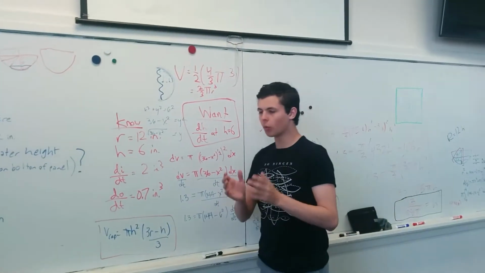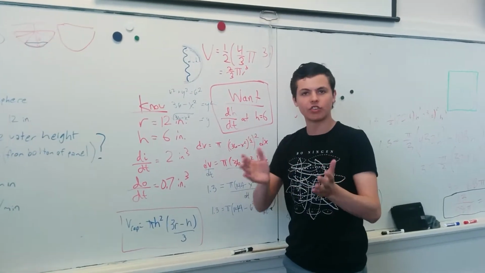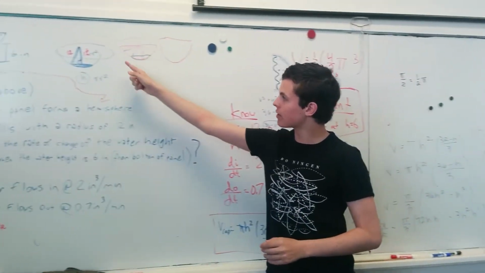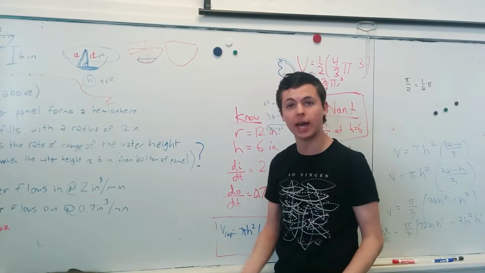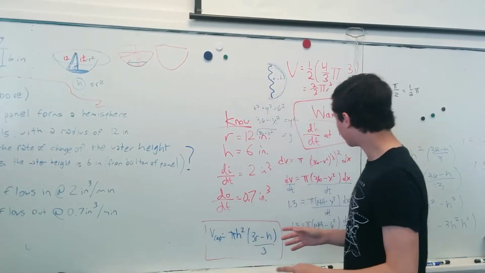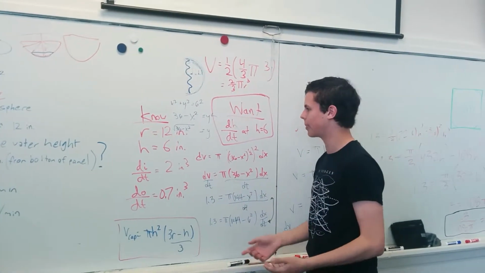Because the water is flowing into a shape that is changing, we have multiple variables, the radius of the hemisphere of water and the height of the hemisphere of the water, changing at the same time. In order to understand how those two factors correlate, we need to set up what we call a related rates problem because the two factors are interdependent.